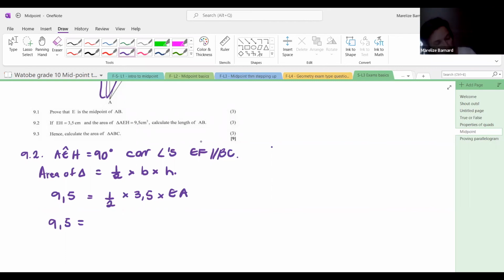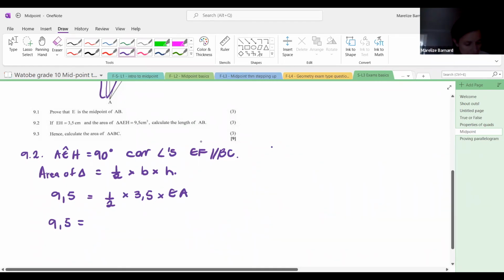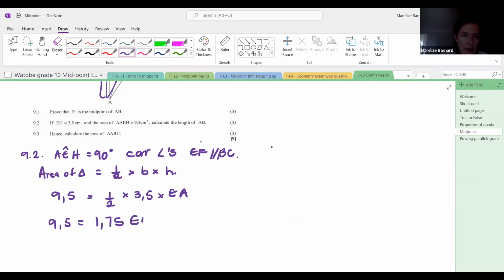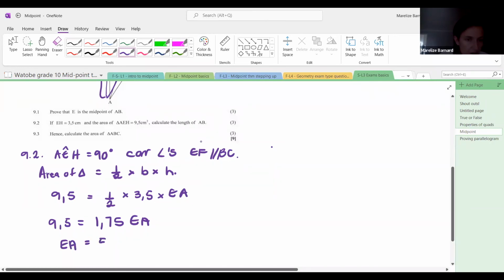Because 9.5, half times 3.5, you can work out on your calculator. Sitting here in the dark with my load shedding, can't properly see the calculator, but anyway. So that is 1.75 EA. And then we're just going to divide, solving an equation basically. So 9.5 divided by 1.75. I actually get 5.43 for EA.